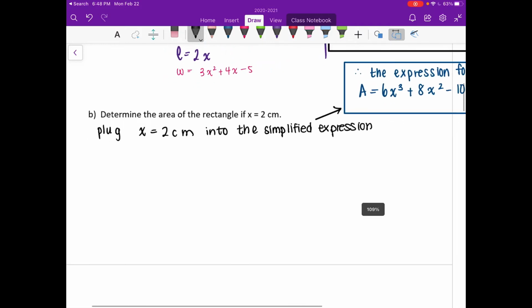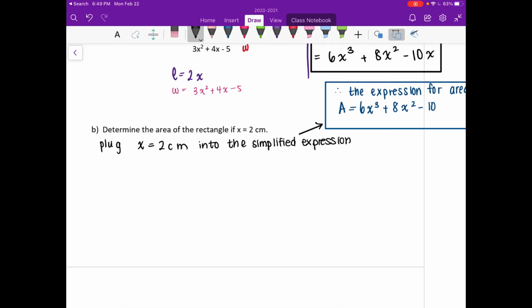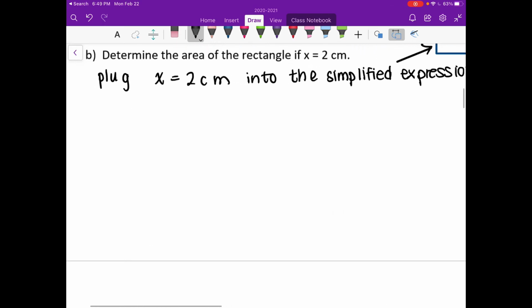Right, so A, area, is equal to 6x cubed plus 8x squared. On a test, I don't know why so many students will never do this. Just make sure that you're doing this. There's a reason you found that, right? It's to make your life easier. So just make your life easier.